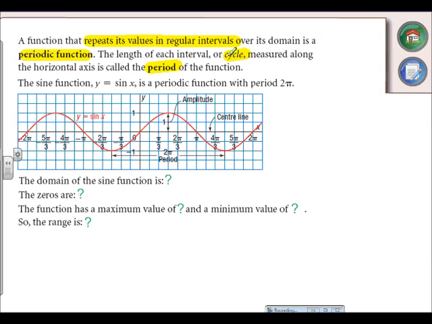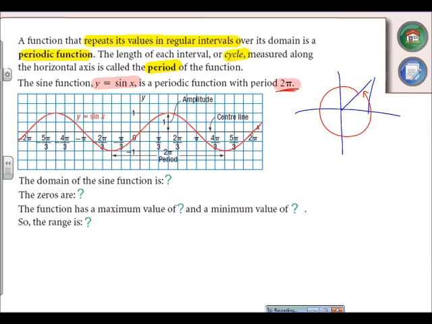Let's look at sine of x. It repeats every 2 pi because it takes one whole time to go around the unit circle before you're back at the same place. To get back there is 1 time around the circle, or 2 pi.